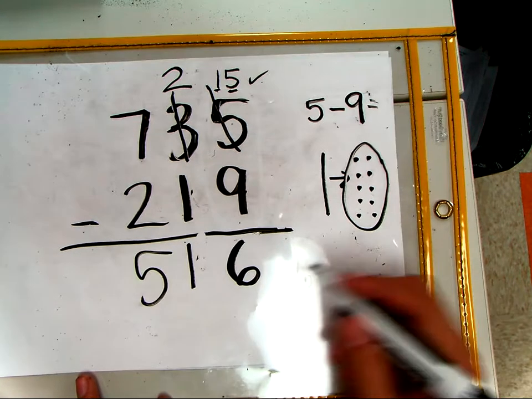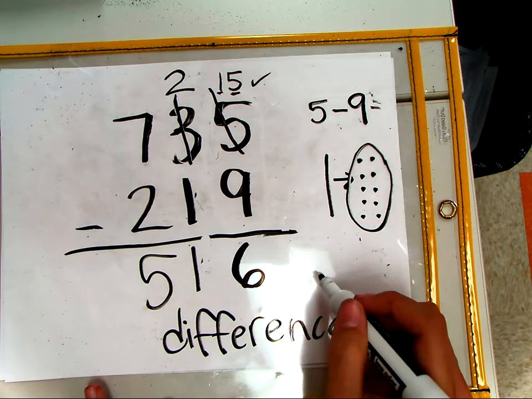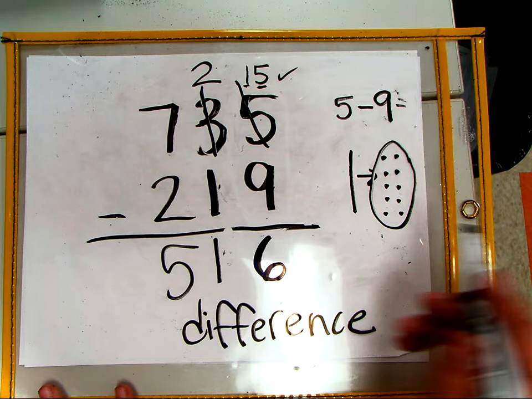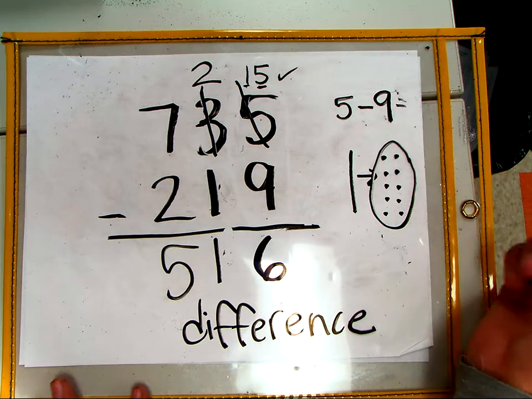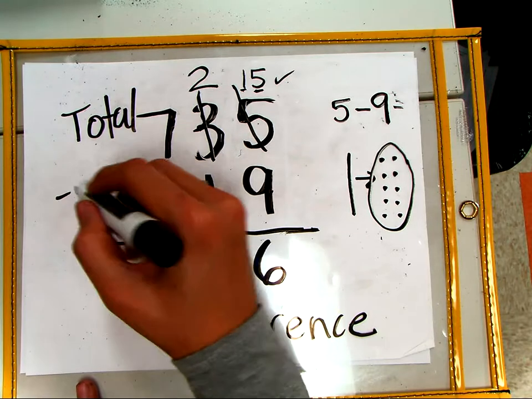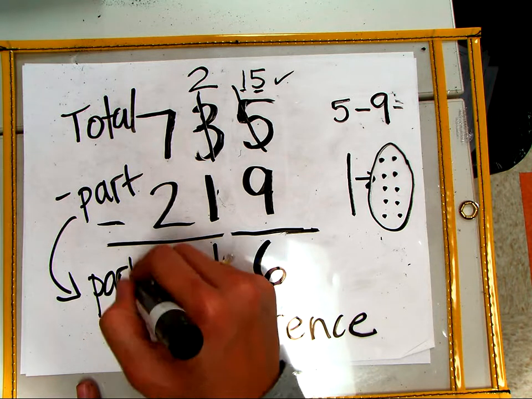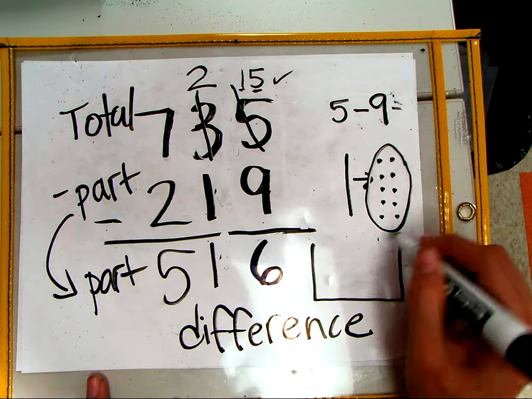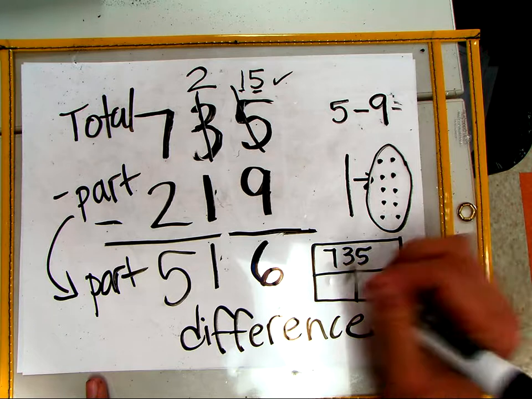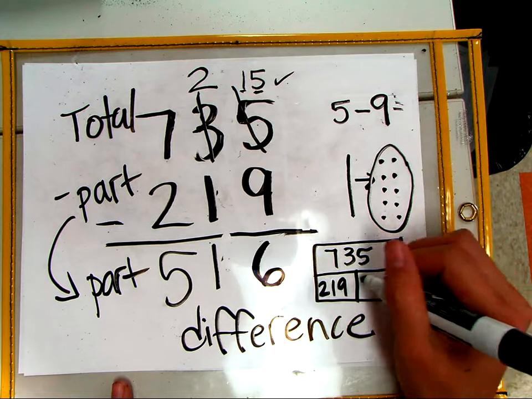So my difference is 516. I would encourage students, if you are working at home, they can check their work with addition. So this was the total. I took the total, I subtracted part, and that left me with the other part. In class, we've also drawn total part boxes. My total was 735. Part of that number was 219. The other part is 516.